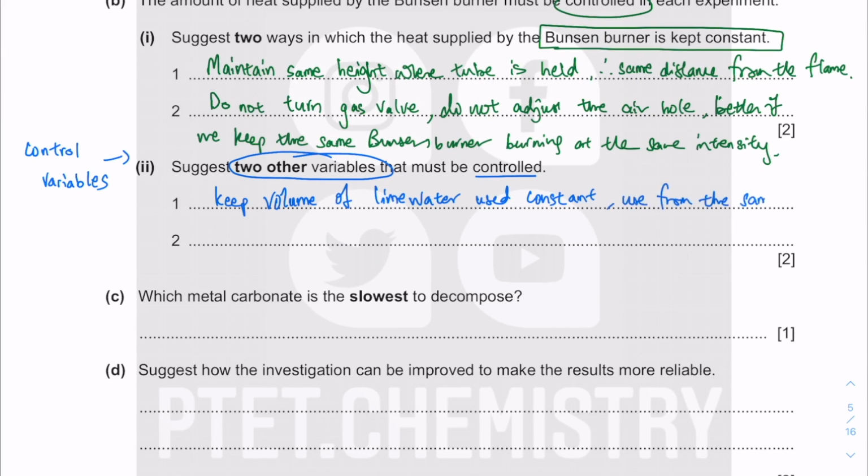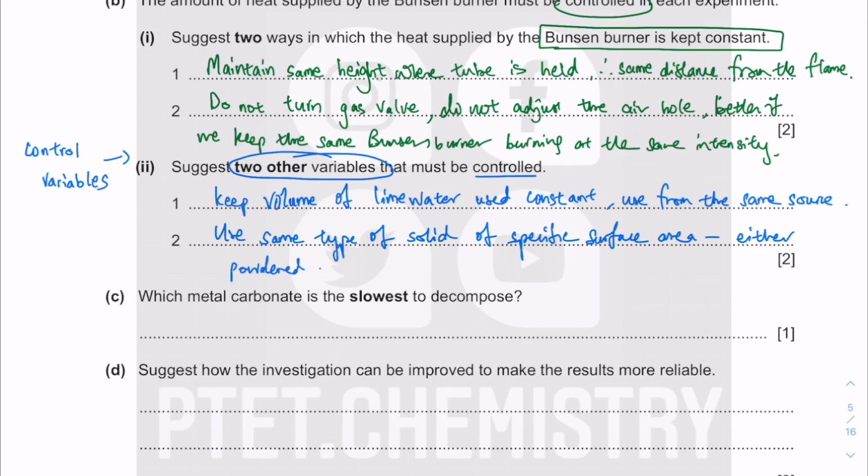So you don't want to use a different bottle of lime water for your different experiments, and then use the same type of solid of specific surface area. Meaning to say, if you use powdered, either powdered or you use the lumpy, but preferably it will be powdered because you want to speed up the rate of reaction.